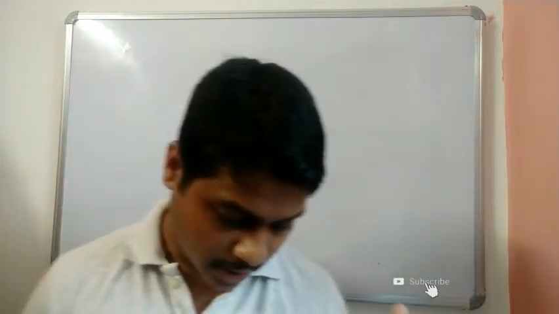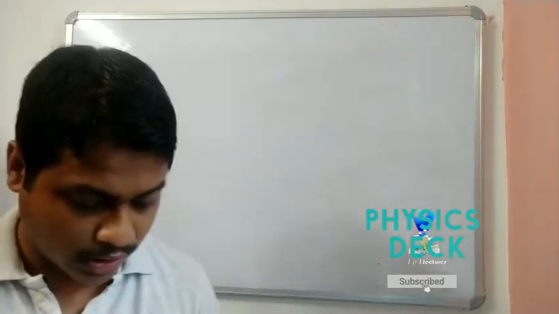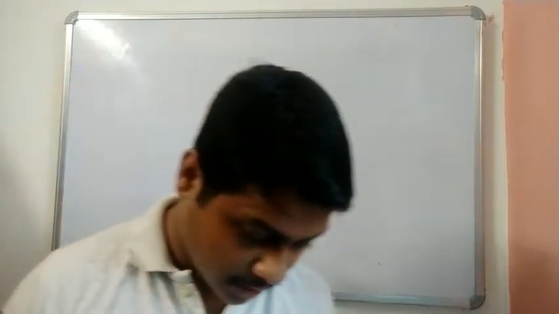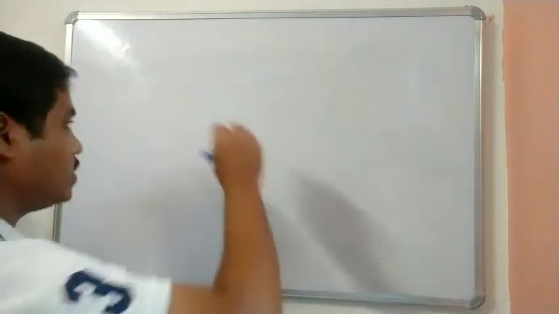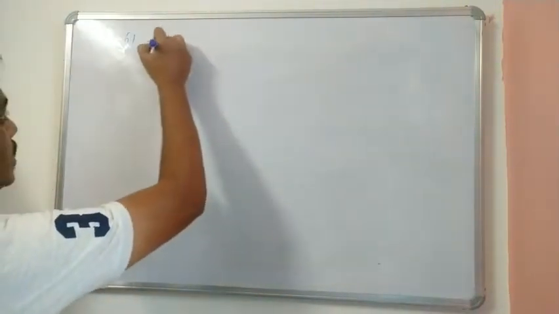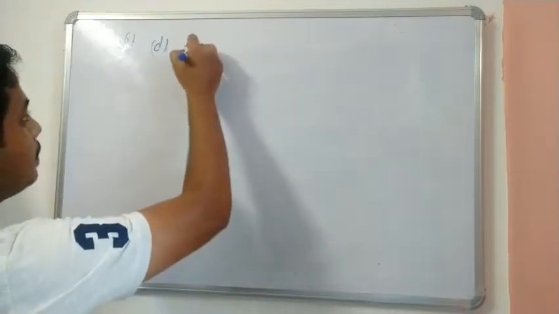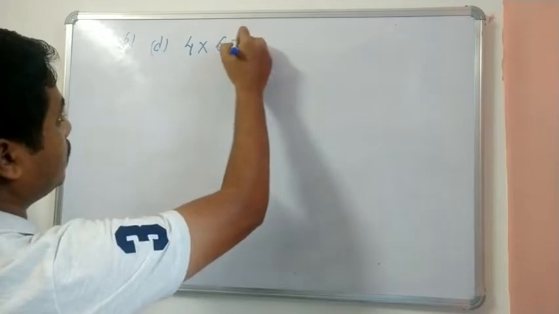Exercise 2.2. Till now we have done up to question number 6. Last class we did questions A and B. I'll now be discussing questions D and E. Question number 6, question D, is given as 4 into 6 1 by 3.